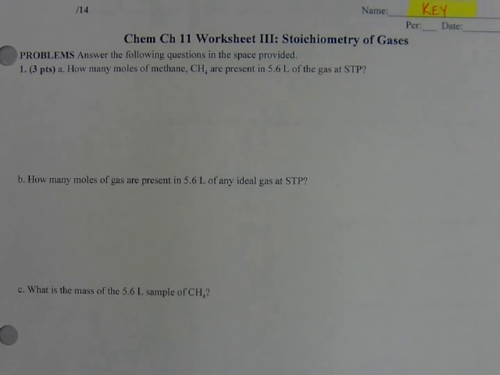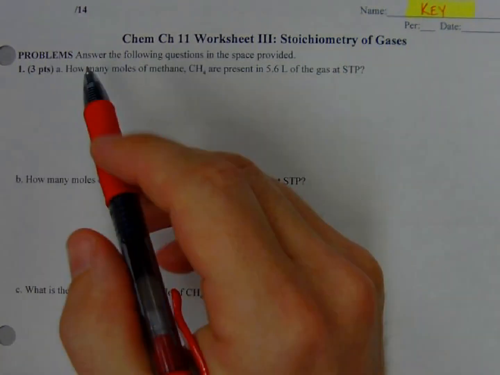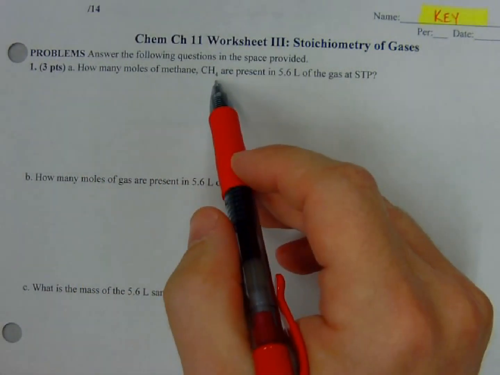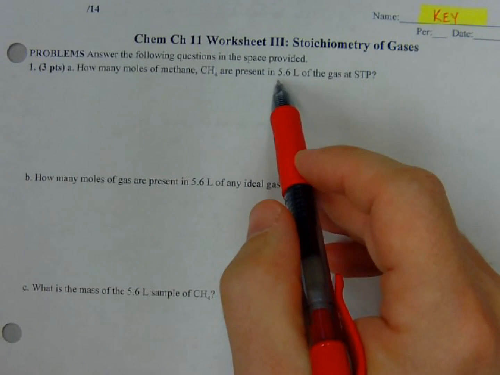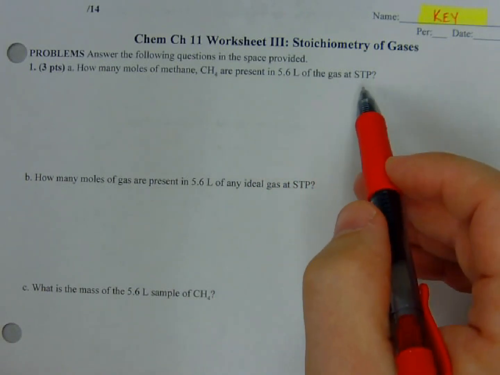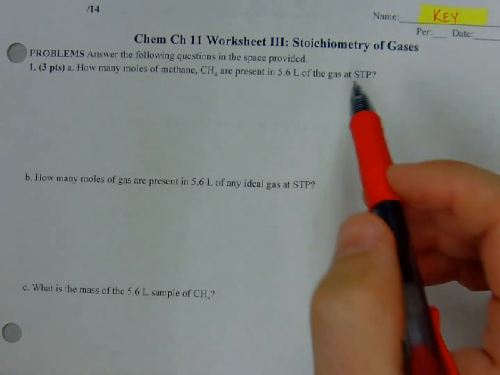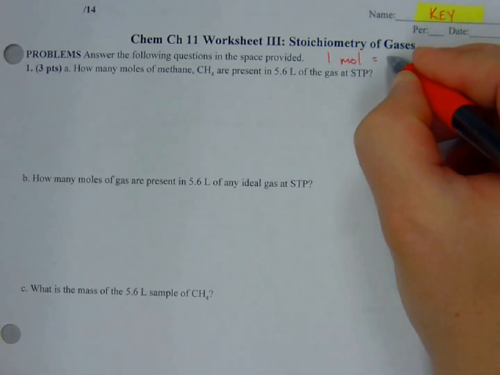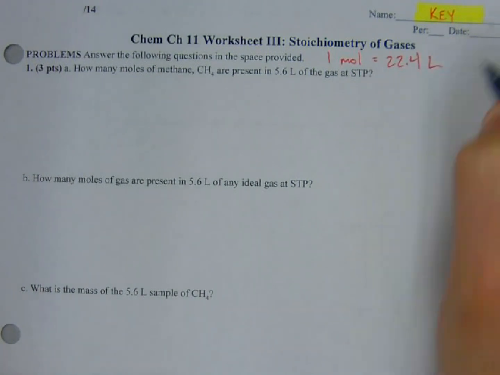All right, chemistry, let's take a look at your worksheet for chapter 11, section 3, talking about stoichiometry of gases. So let's start with number 1. How many moles of methane, which is CH4, are present in 5.6 liters of that gas at STP? So at STP, I know that at STP, one mole of any gas occupies 22.4 liters.